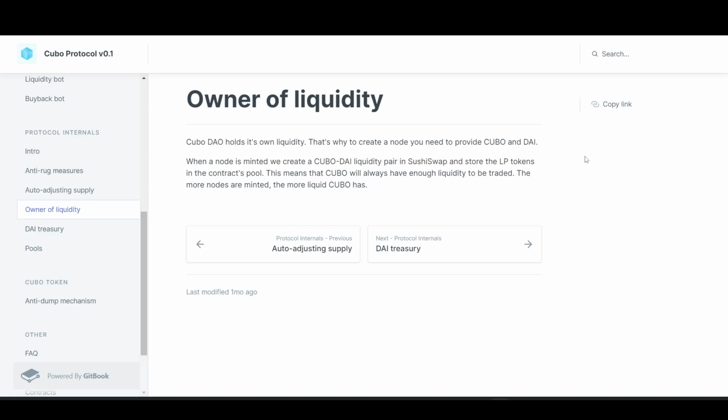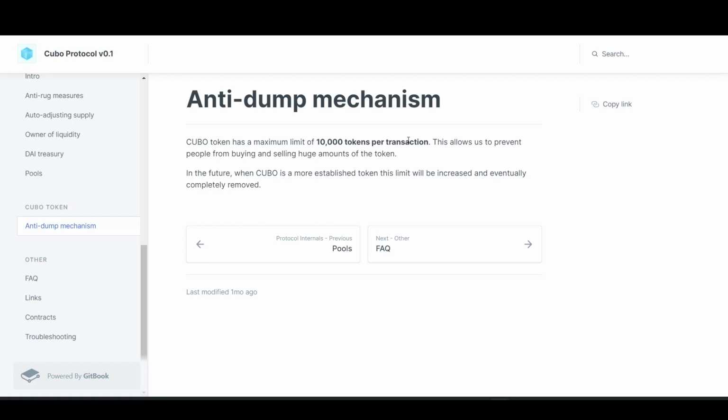When you mint a node, it goes directly to the liquidity. They have no access to that. When a node is minted, we create a CUBO DAI liquidity pair in SushiSwap and store the LP tokens in the contract's pool. This means that CUBO will always have enough liquidity to be traded. The more nodes are minted, the more liquidity CUBO has. There you go. And they also have an anti-dump mechanism.